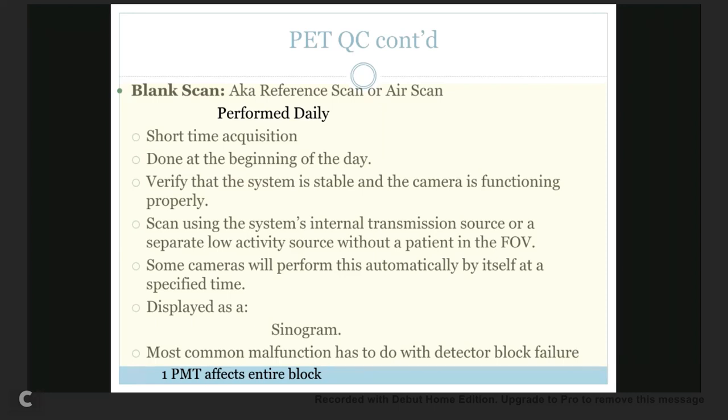Most common malfunction has to do with the detector block failure. That means if you have some kind of issue with that detector, then your PM tubes and everything is basically bad in that one block. One PM tube affects the entire block. So this is performed daily, it's a short time acquisition, and it'll be displayed as a sinogram.